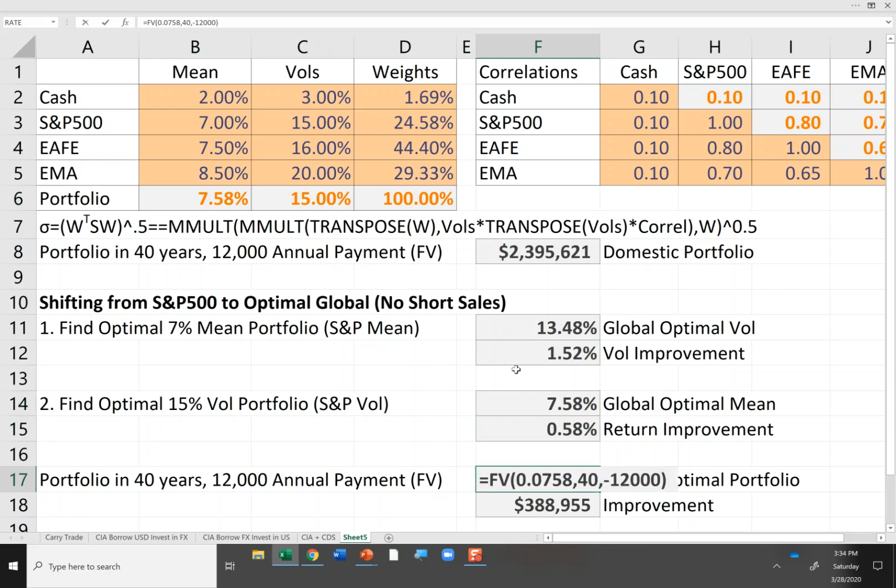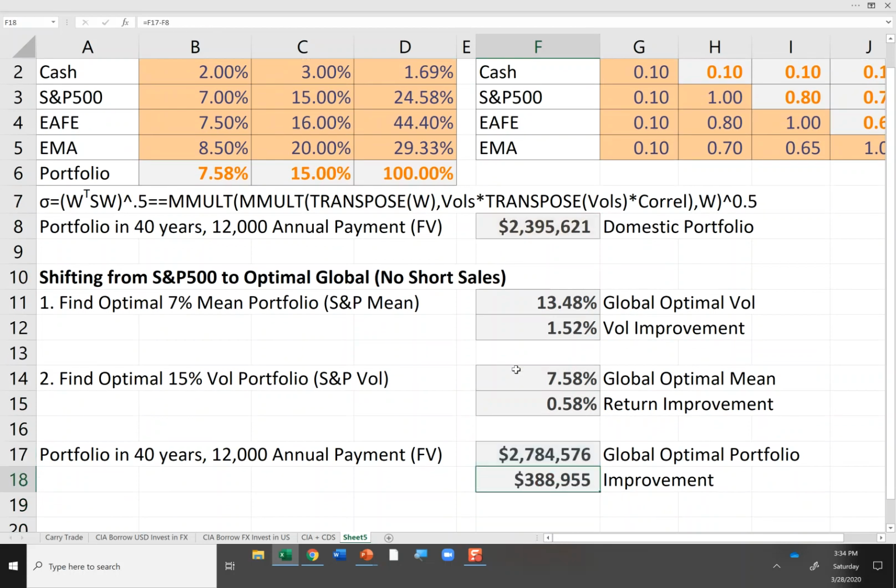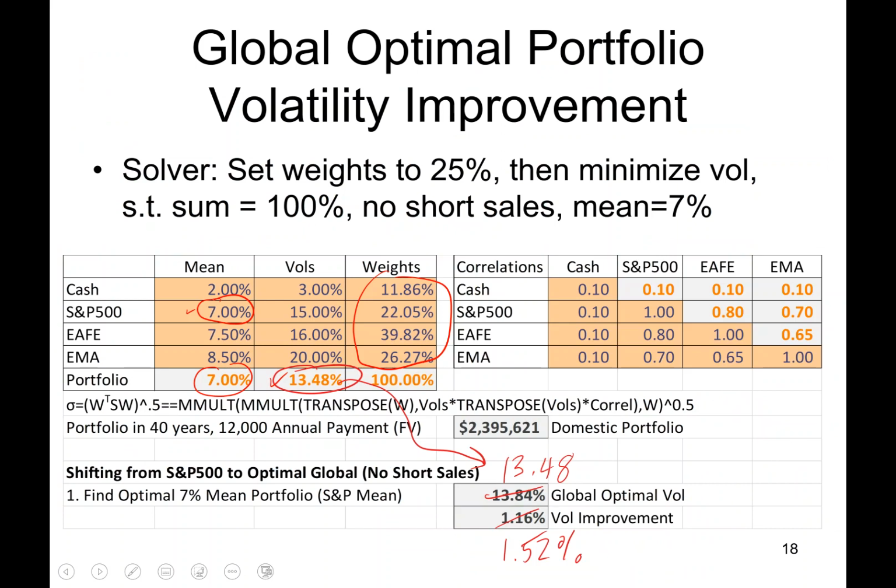And notice I'll do my FV function using 7.58 instead of 7. And looks like that little 58 basis points pickup, about 0.5% a year, means that when you retire, you have almost an extra $400,000. So this is what we mean, talk about the advantages of the diversification benefits of being able to invest internationally.